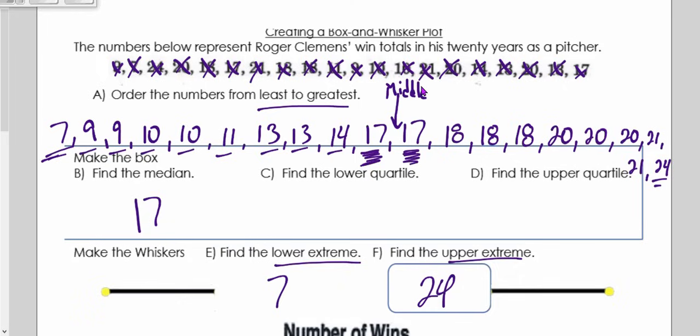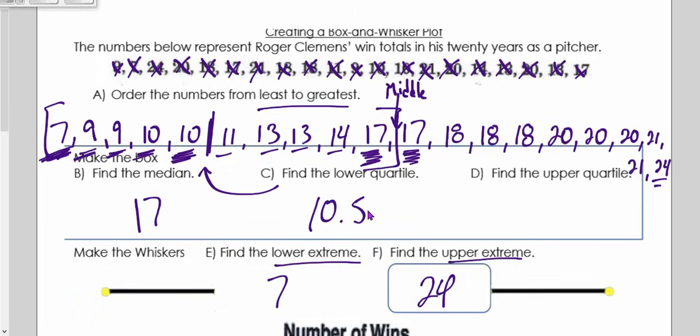Now the lower quartile is taking that bottom half and splitting it in half again. Well, I know that this is 10 numbers. It started out as 20, I cut it in half down to 10. So now I know 1, 2, 3, 4, 5. This is the middle of the bottom half. This is the lower quartile. Now it's directly in between the 10 and the 11, so we're going to call that 10.5.